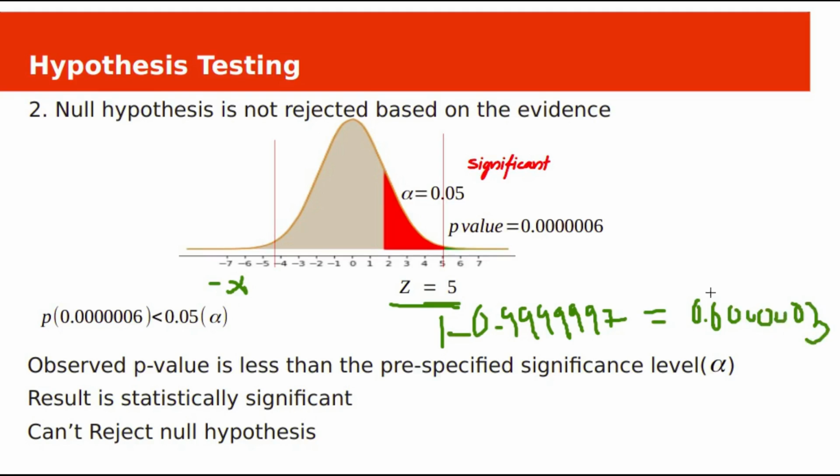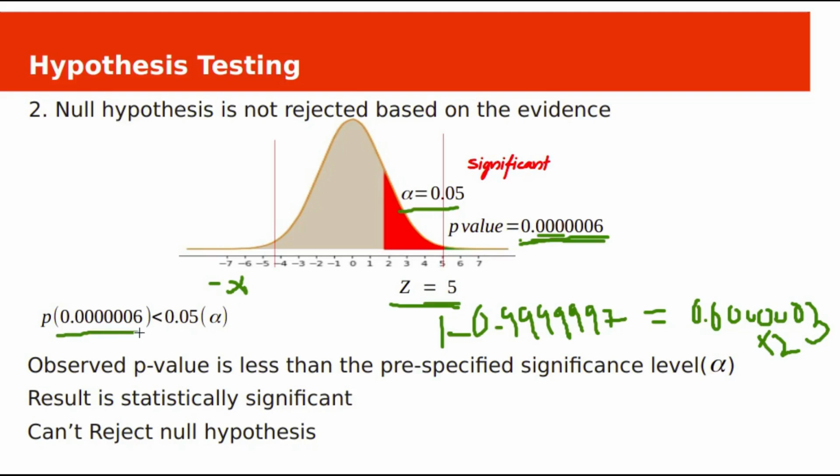0.0000003. Because it is a two-tailed test, you have to multiply it by 2, then you will get the p value for z 5 in a two-tailed test, which will be 0.000006. This is the p value. You have to compare this p value with the alpha. If you take a 95% confidence level, alpha will be 0.05.